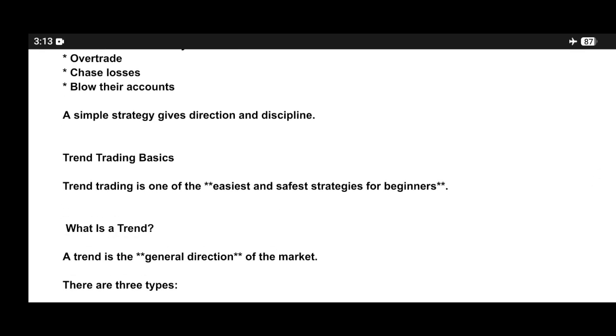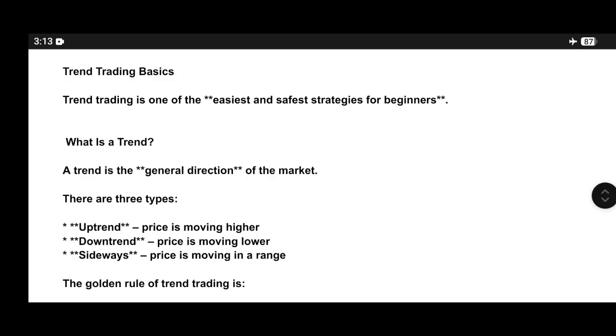Trend trading basics. Trend trading is one of the easiest and simplest strategies for beginners. What is a trend? A trend is a general direction of the market. There are three ways a trend can form. One is an uptrend: the price is moving higher. A downtrend: the price is moving lower. And sideways means the price is moving in a range between buying and selling, or consolidating. Whichever way you like to call it, that's still the same thing.